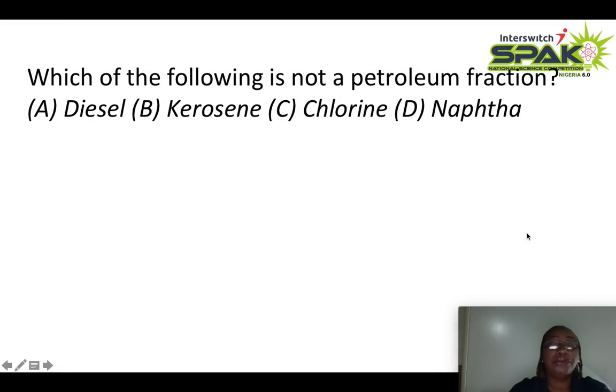So the next question. Which of the following is not a petroleum fraction? Is it diesel, kerosene, chlorine, or naphtha? The answer is chlorine. Now let's look at fractional distillation of crude oil.